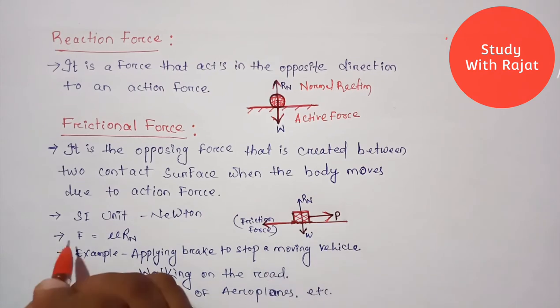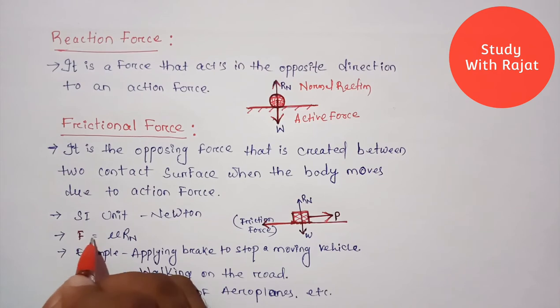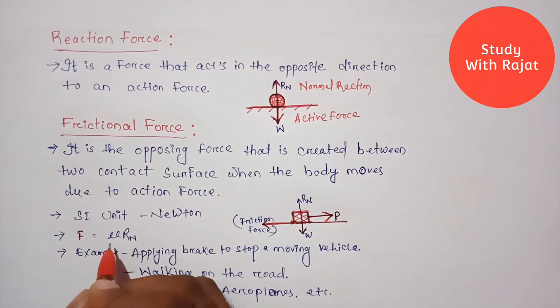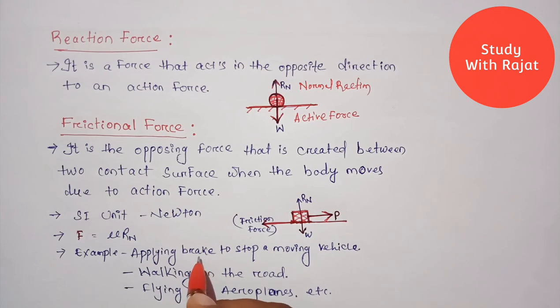Its SI unit is Newton and its formula is F is equal to mu into Rn, where mu is the coefficient of friction and Rn is the normal reaction. Coming to the examples, applying brake to stop a moving vehicle. If we are driving a bike or cycle and we need to stop it, then we should apply the brake, and it will be stopped.